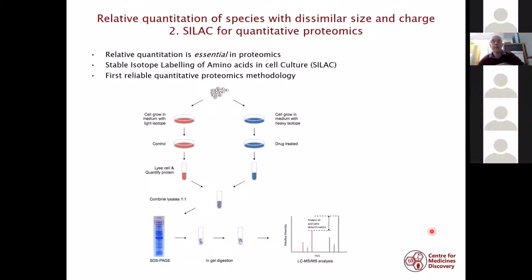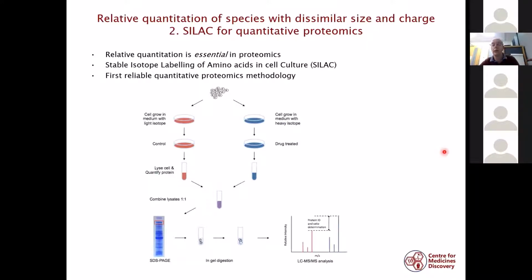And it's very simple. You begin with your two experimental conditions, and you add either a light isotope of an amino acid or a heavy isotope of that amino acid to your two different experimental groups. So here you have a control group, here you have a drug-treated group. You will lyse them both separately to quantify the protein, and then you will combine them together. When you do your separation, any losses will be comparable from one sample to the other.